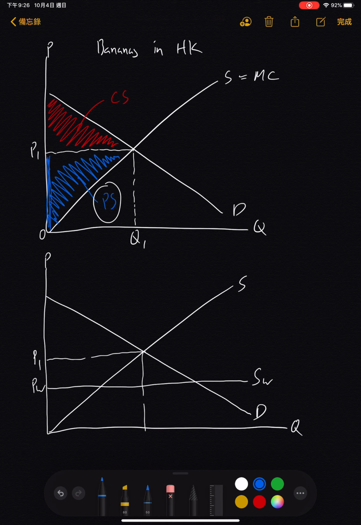And some producers may have a cost of production right here. If that's the case, the surplus will be the difference between P1 and the cost here, right? So something like this, and it goes on and on, right? So that's why we have the PS of this area. Okay, so if we look back to our international diagram below, on the bottom, right?